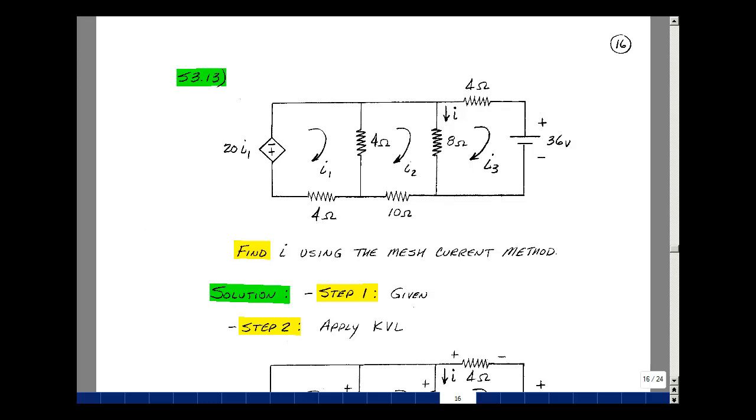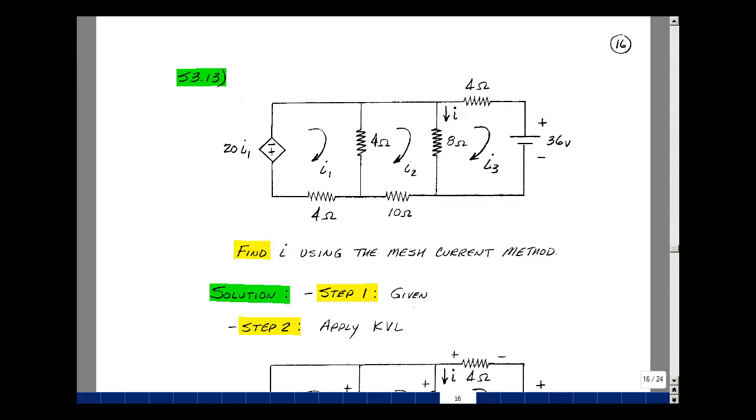This lesson deals with supplemental problem 313. You can find this problem in the course ebook in the Chapter 3 supplemental problem starting on page 16. Given the circuit, which has 4 resistors, an independent voltage source, and a dependent voltage source, can you solve for the current I using the mesh current method?